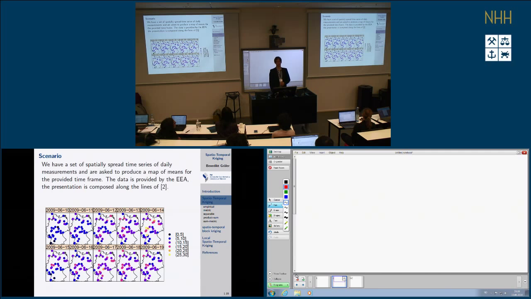And what we'd like to know now is how this continuum in space and time looks. So we would again like to go from single points to surfaces, or to a space-time cube, where for every point in space and time we have a measurement. So this is again the kriging idea, going from single points to something continuous.